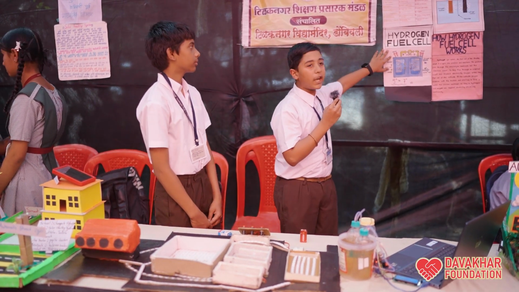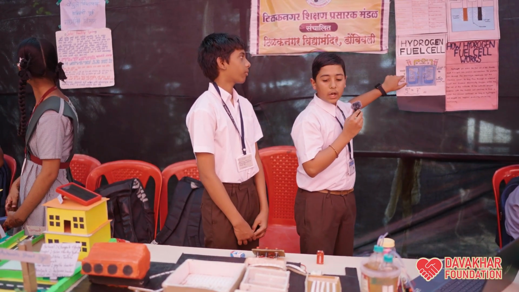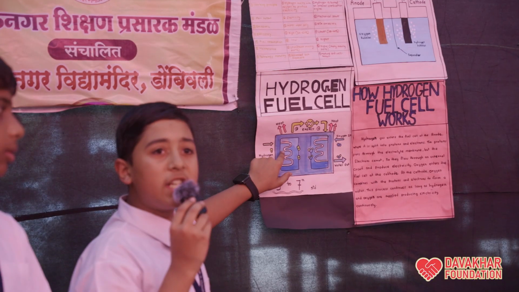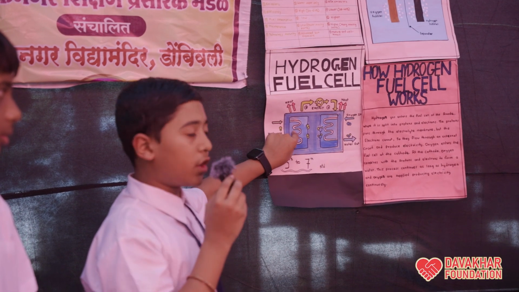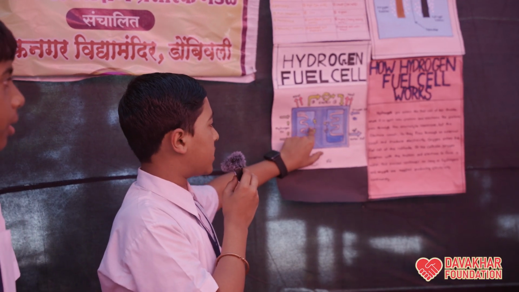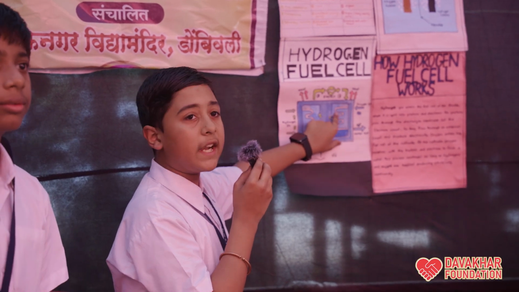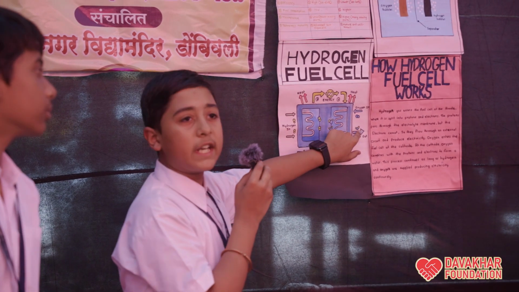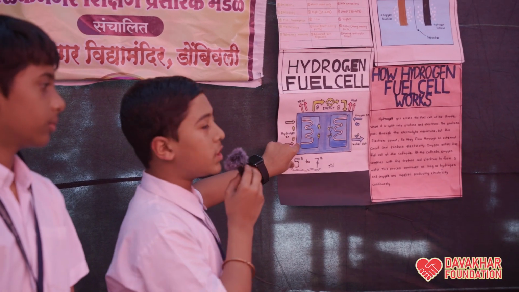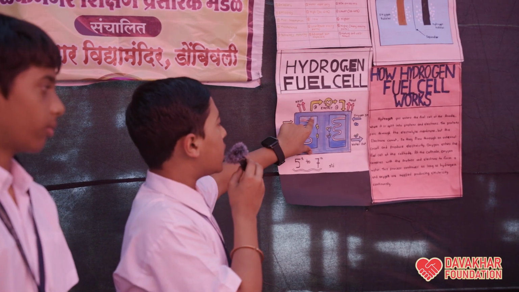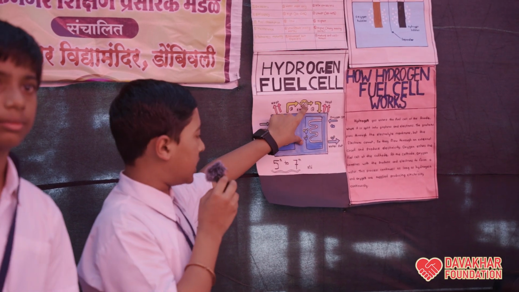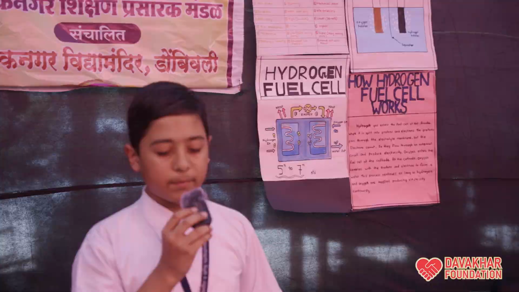So this is how our hydrogen fuel cell works. Hydrogen gets in, it gets divided into two parts, electrons and protons, and the protons pass through to the oxygen side, and at the oxygen the water comes out, and the electrons pass through the external circuit, and this electricity will be produced.